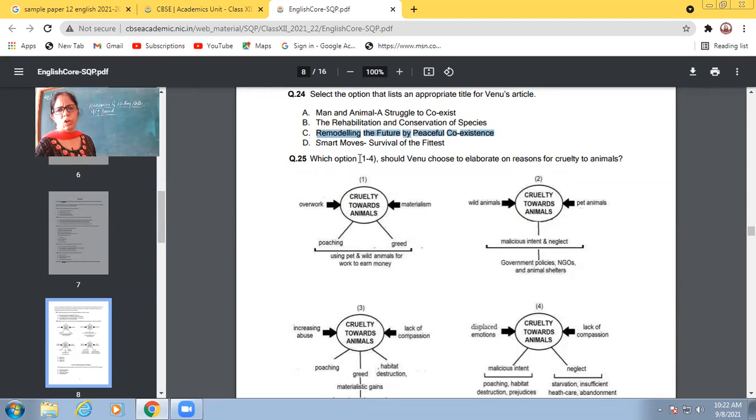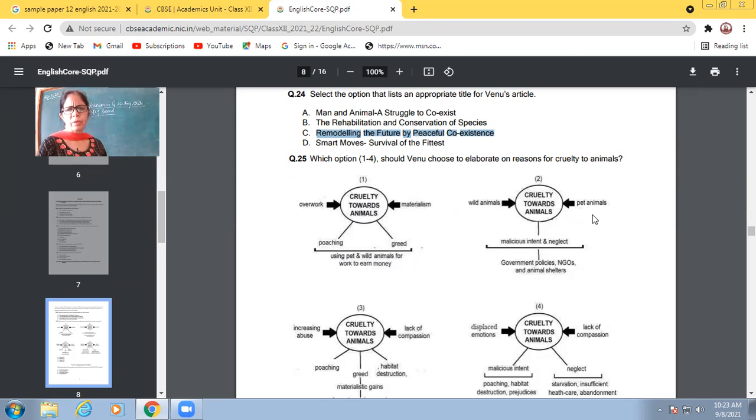Next now. Which option would Venu choose to elaborate on reasons for cruelty to animals? See, first option is cruelty towards animals. First of all, it says materialism. Reasons, like why are we cruel towards animals? Materialism is a reason, greed is a reason, poaching is a reason, and overwork is a reason. So using pet and wild animals for work to earn money. So materialism, greed, poaching, and overwork. These are the reasons for cruelty.